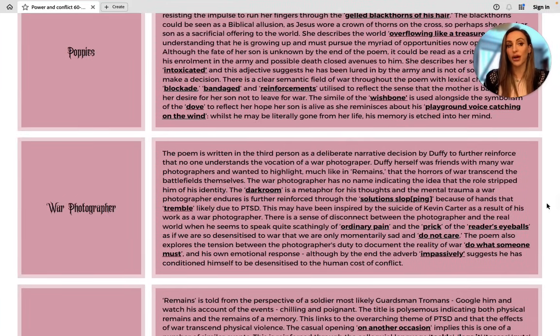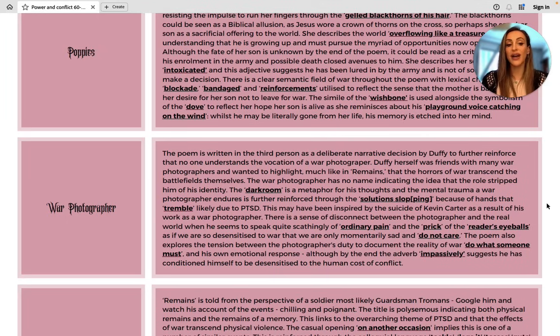War Photographer. The poem is written in the third person as a deliberate narrative decision by Duffy to further reinforce that no one understands the vocation of a war photographer. Duffy herself was friends with many war photographers and wanted to highlight, much like in Remains, that the horrors of war transcend, that means goes beyond, the battlefields themselves.